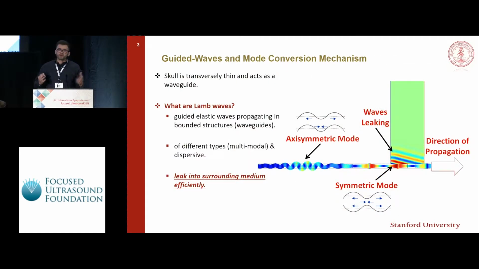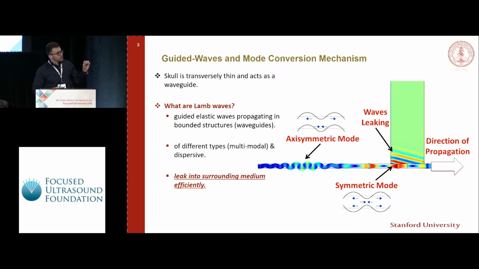So we tried to look at this problem from a different aspect, using physical acoustics, using what we call Lamb waves. Let me tell you what Lamb waves are. The skull is transversely thin, and it's solid and dense, so it can support shear waves and compressional waves together, namely elastic waves. Lamb waves are guided elastic waves that can propagate along bounded structures like the skull. The key difference from bulk waves is that they propagate along the skull rather than through the skull.